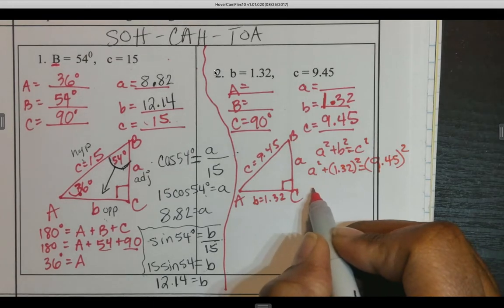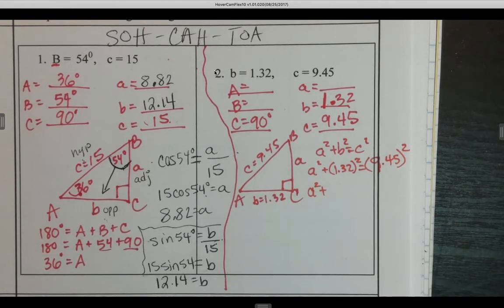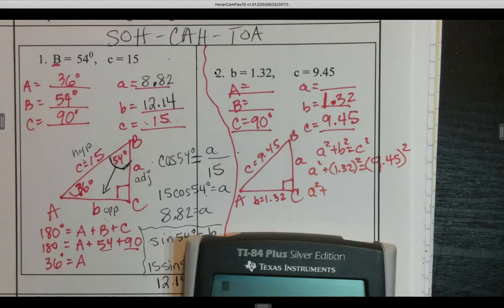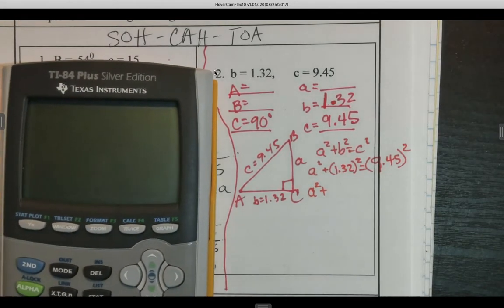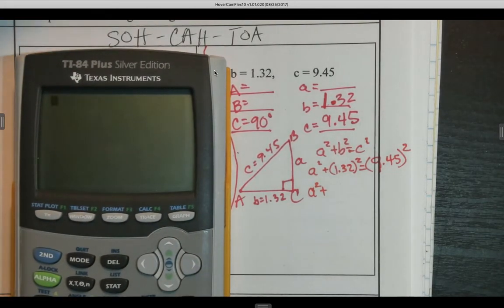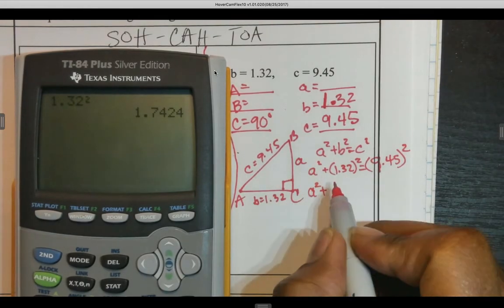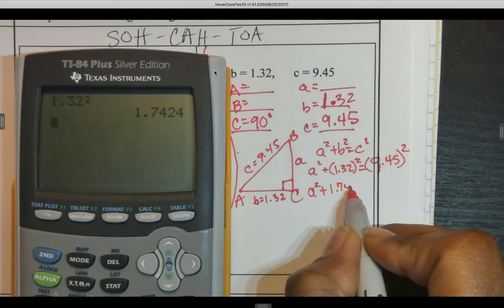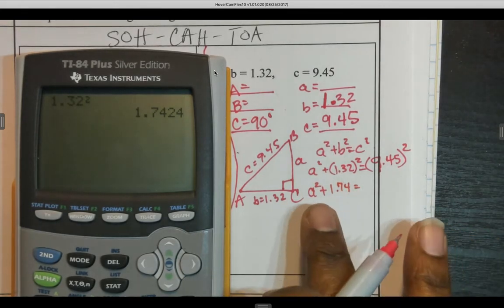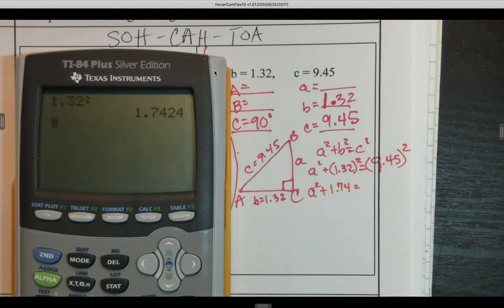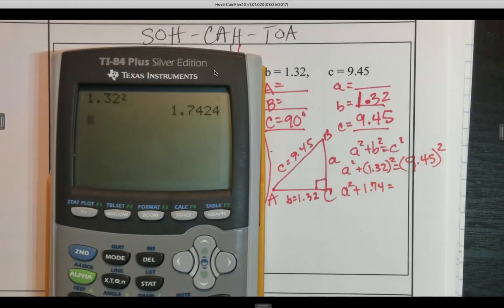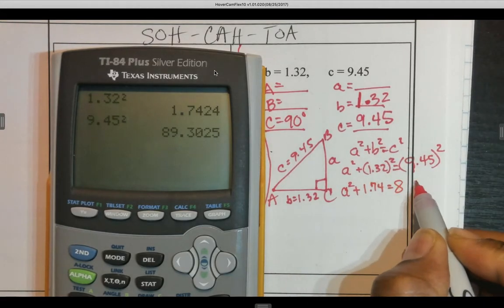Okay, so then I plug in a squared plus 1.32 squared is going to be 1.74. I'm not going to cut off in my calculator. I'm just going to cut off when I'm writing here, just so that I don't have to use too much space. And then 9.45 squared gives me 89.30.